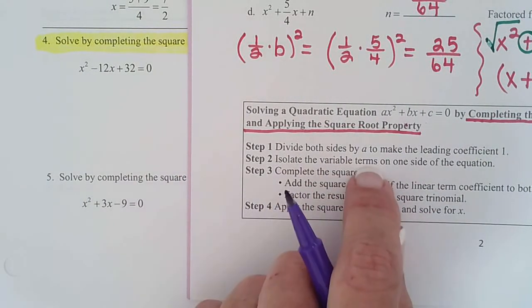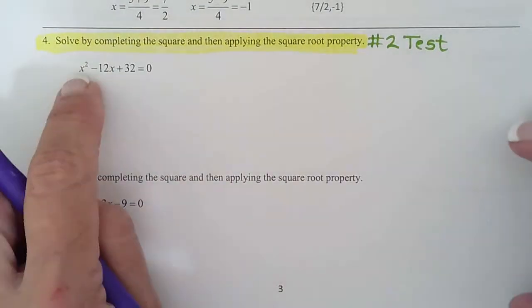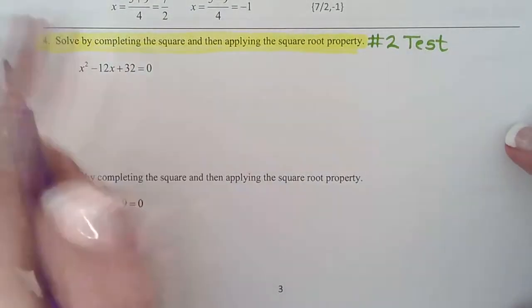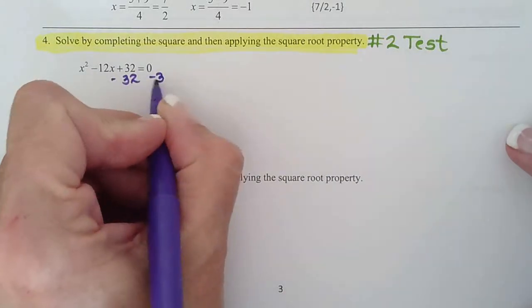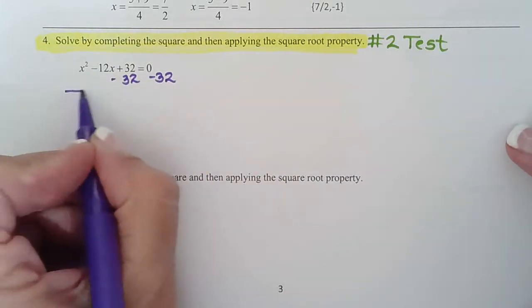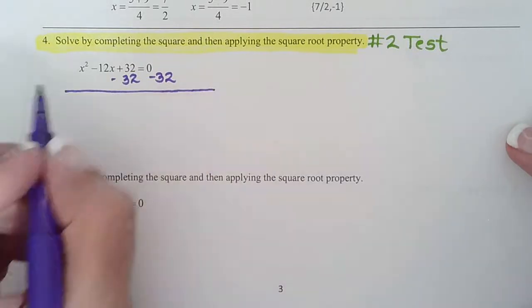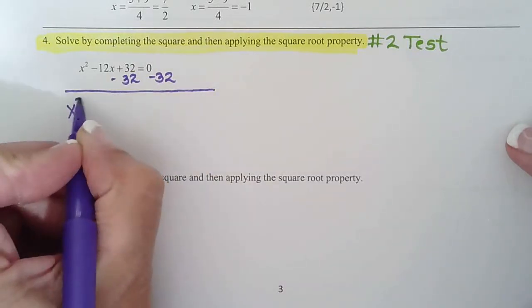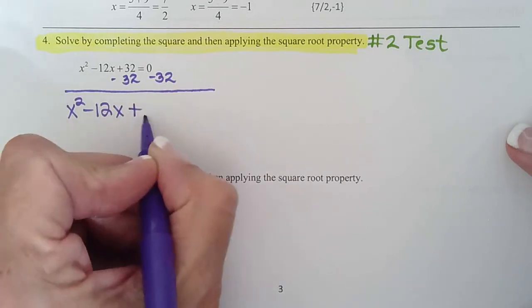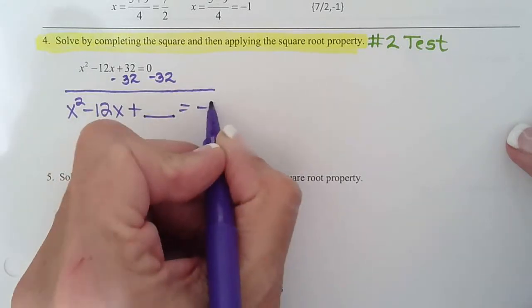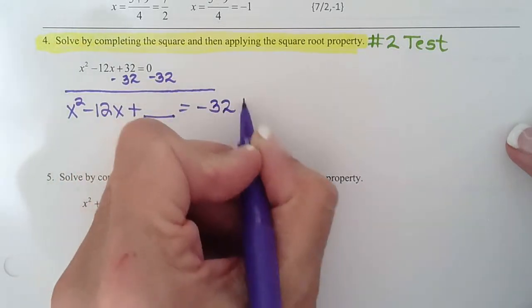Step 2, variables on one side, everything else on the other. So here's a variable, here's a variable. This needs to move over. So subtract 32, subtract 32. So remember how I told you to write it with a blank? So write x squared minus 12x plus blank equals negative 32 plus blank.